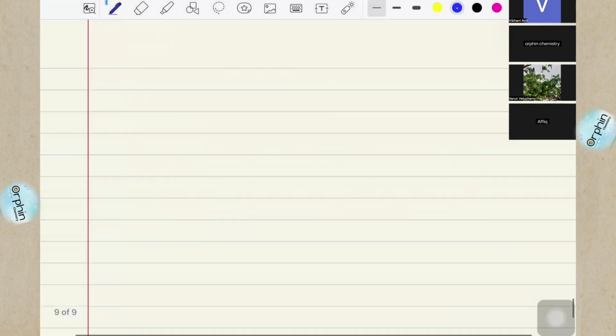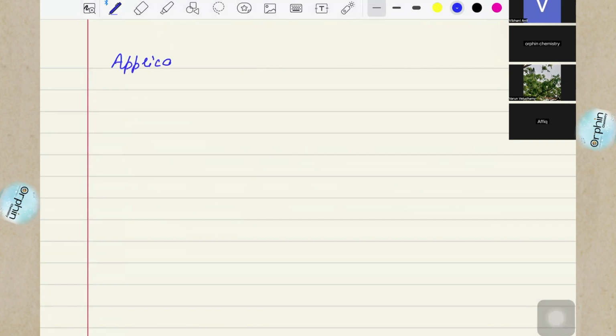Application of IE. My handwriting is not good. I have to use it. Application of ionization energy. Okay. So there are three applications of ionization energy.